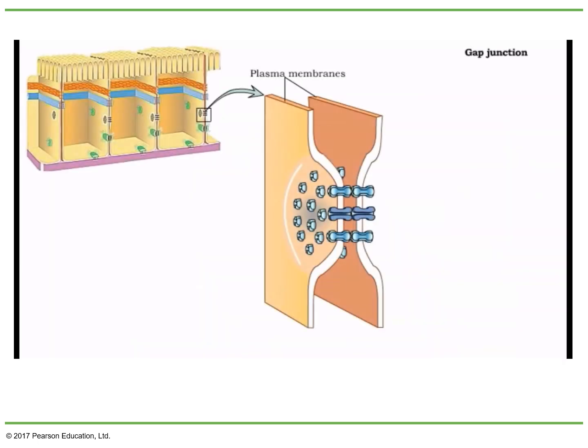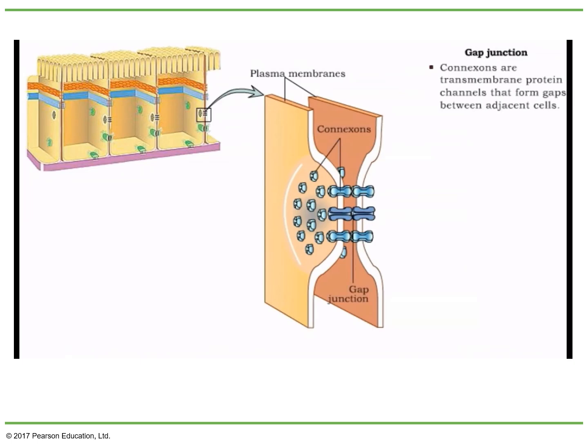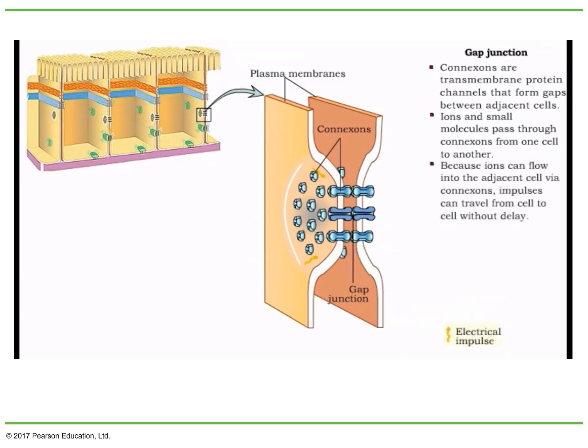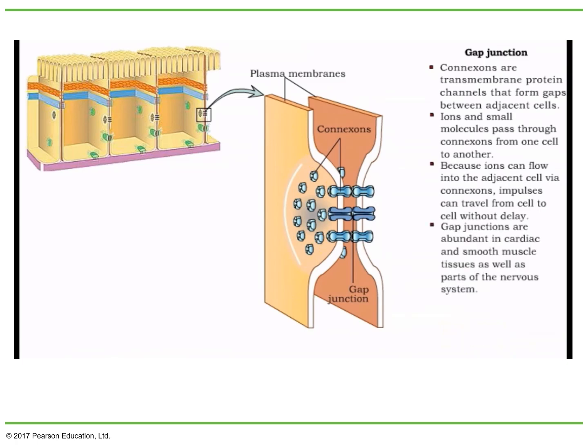The gap junction is an open communication channel. Transmembrane proteins, called connexons, join together to create tiny tunnels that form gaps between the adjacent membranes. Gap junctions allow ions and other small molecules to pass freely from one cell to another. Gap junctions also allow electrical impulses to pass rapidly from one cell to another. Gap junctions are particularly abundant in some types of muscle tissue.